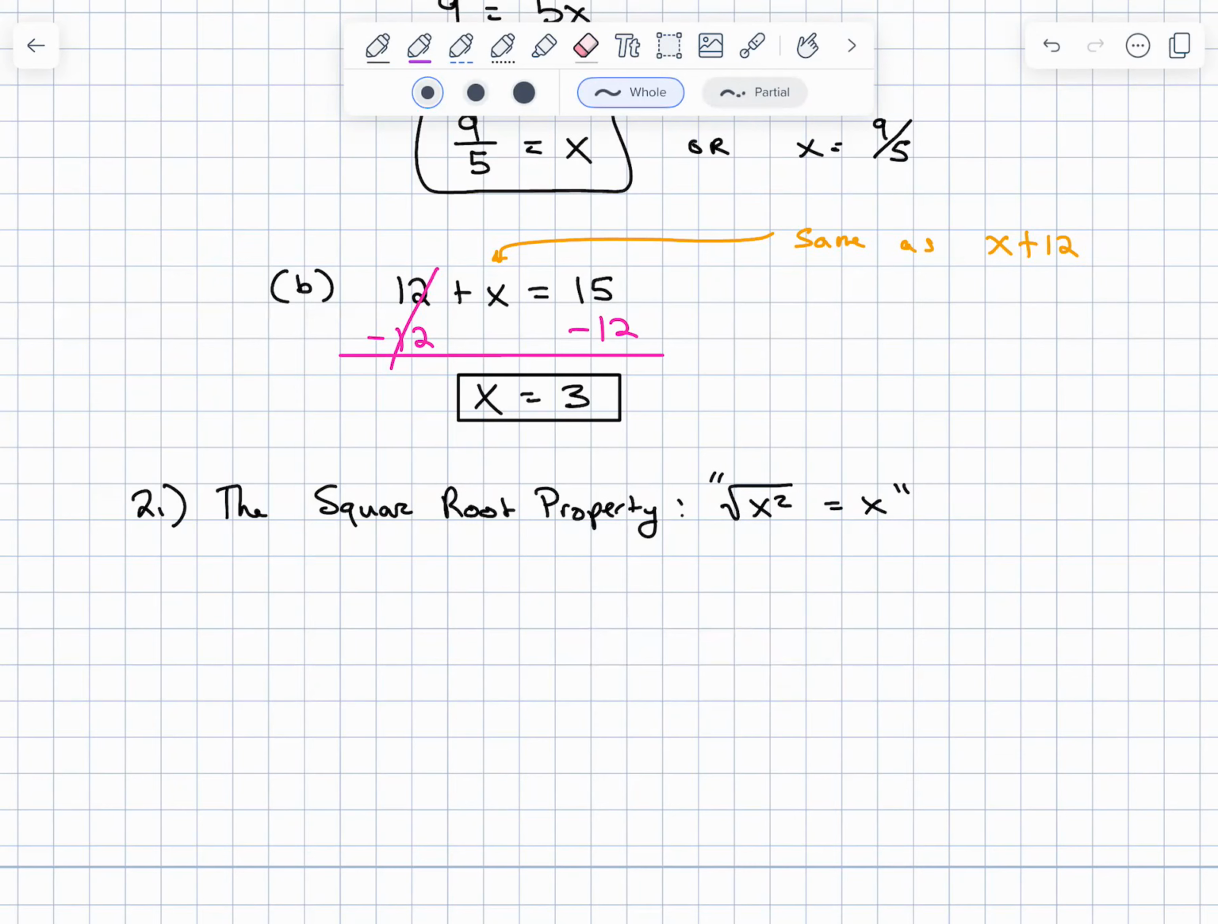So essentially, this means square roots undo squared.